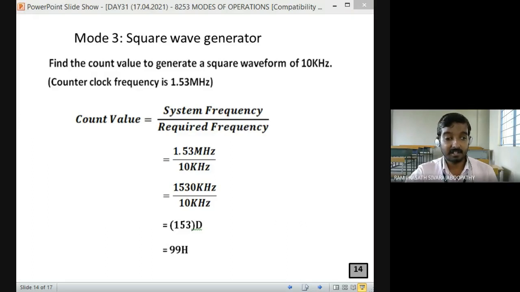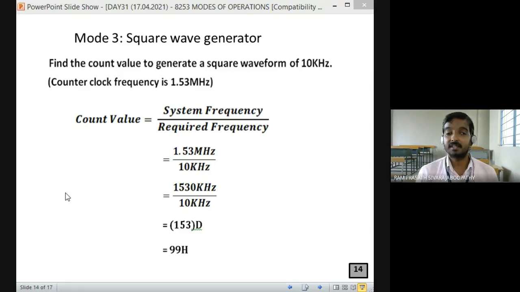If I write these two lines, what will happen? What is the meaning of these two lines? Counter 1 gets configured in mode 3 as a binary counter with both LSB and MSB read or load operation. Is it clear? Did everyone understand these two lines?